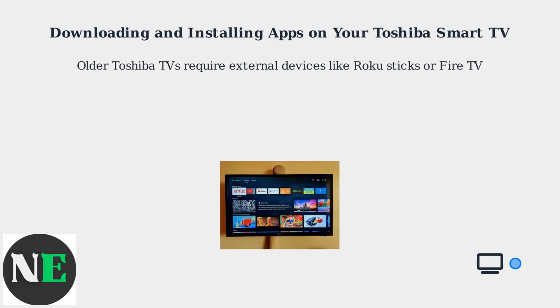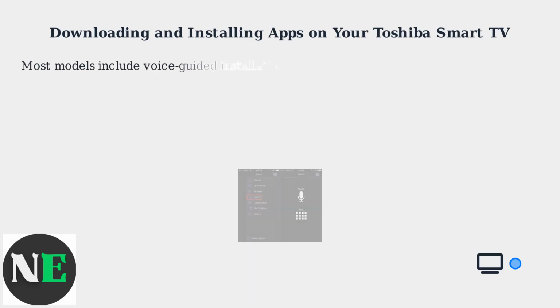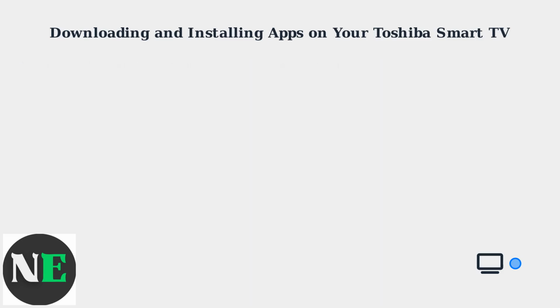Older Toshiba TVs without smart capabilities require external devices like Roku sticks or Fire TV for app access. Most models now include voice-guided app installation via Roku Voice Remote or Google Assistant integration.